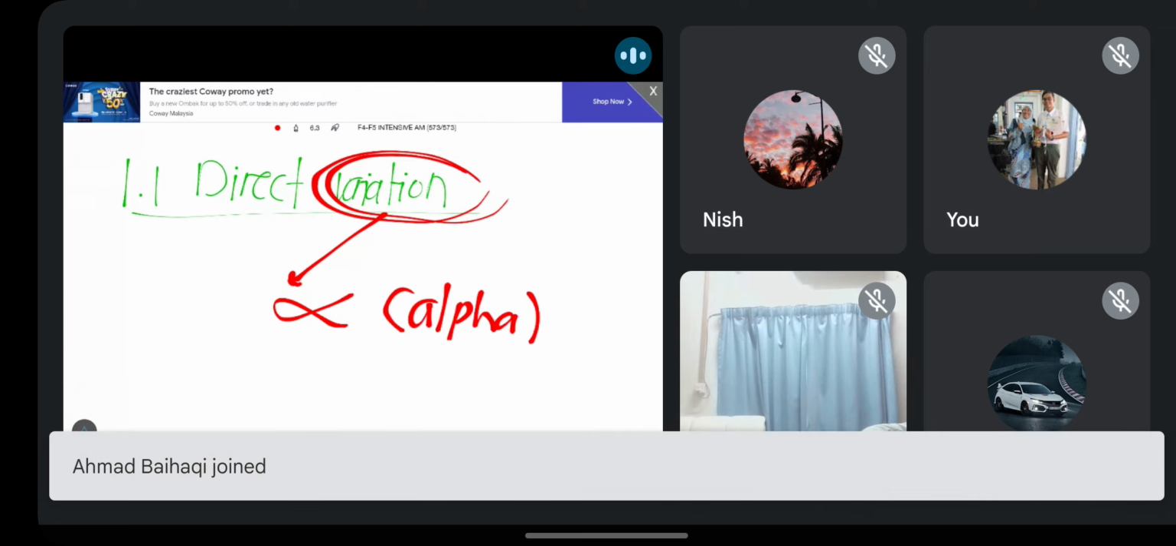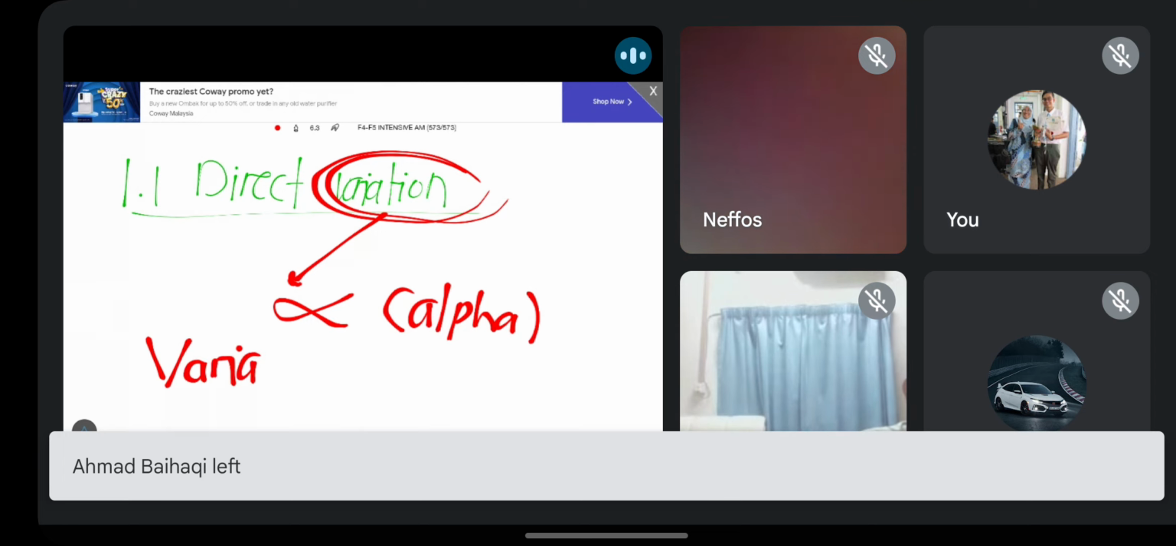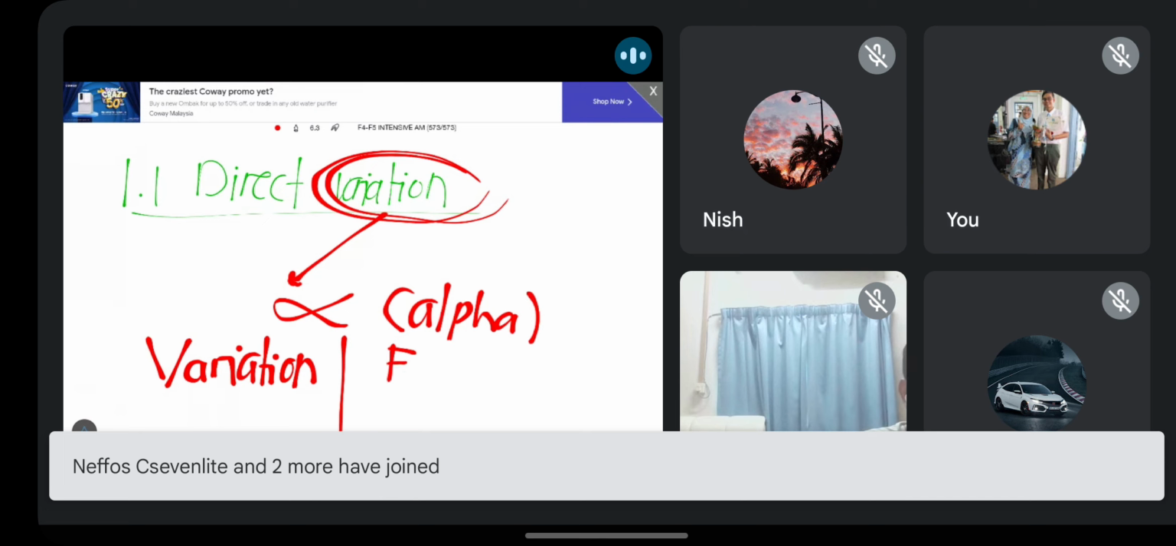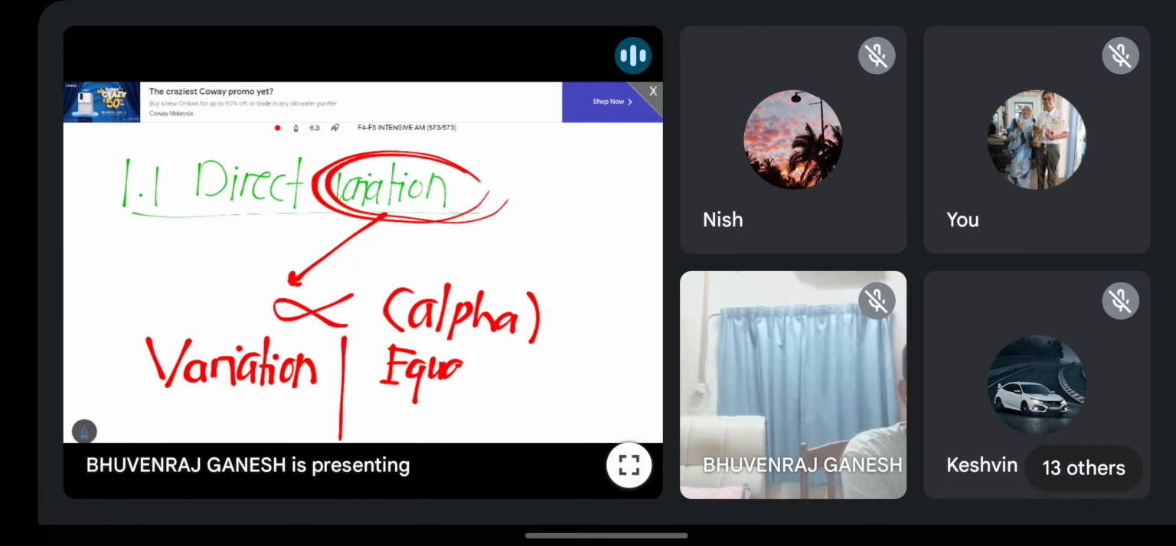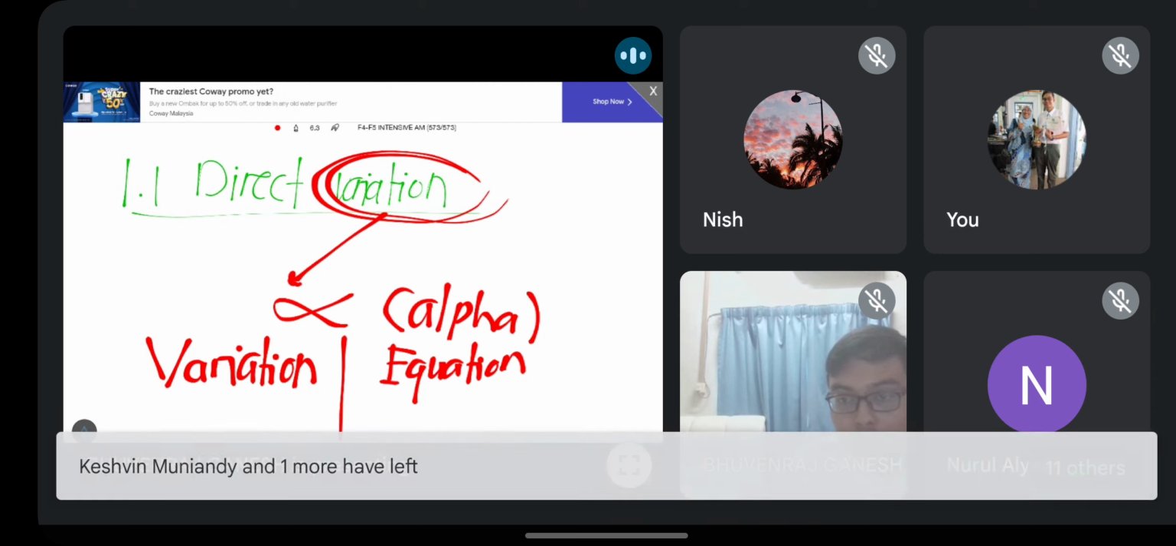Okay, so now, first thing you must understand the difference, perbezaan. Difference of variation and also equation. Kamu kena faham perbezaan dia. Apa? Ubahan dan juga persamaan.